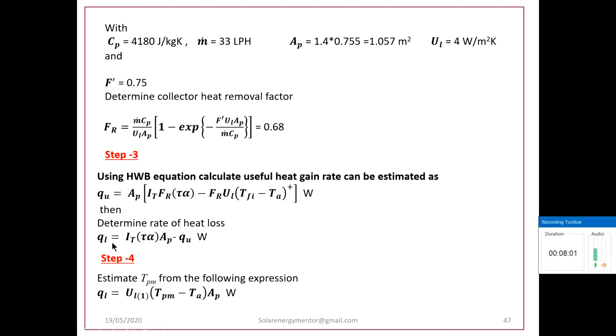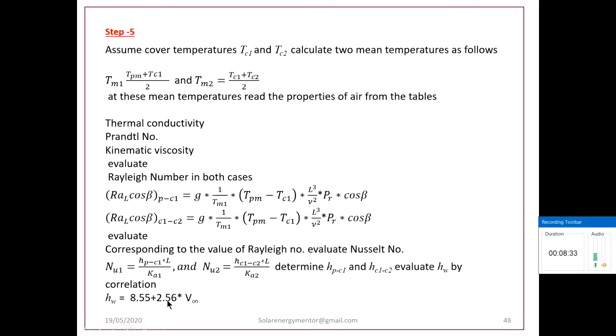In step 4, we can write a different expression for the rate of heat loss. The rate of heat loss can also be written as the overall heat loss coefficient into TPM, the mean plate temperature, minus the ambient temperature, again into the absorber area. Now in this expression, what is known to us? QL is known to us, UL is known to us, TA is given as 36 degrees, AP we know. The only thing we don't know is TPM. So TPM we can determine from this expression.